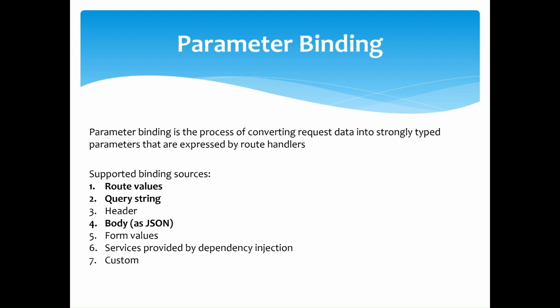Now let's talk about the magic that happens inside the controller: parameter binding. When a request hits your application, it's just raw HTTP text. Parameter binding is the automated process that converts the raw incoming request data into strongly typed C# objects or variables that your action methods can use. ASP.NET Core is incredibly flexible and supports a wide variety of binding sources. It can pull data from route values, the query string, HTTP headers, the request body, or even multipart form values. It can even inject services straight in via dependency injection. Today we are focusing heavily on the big three: route, query, and body.